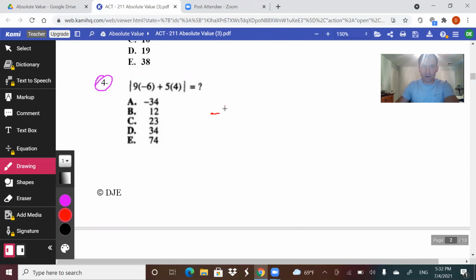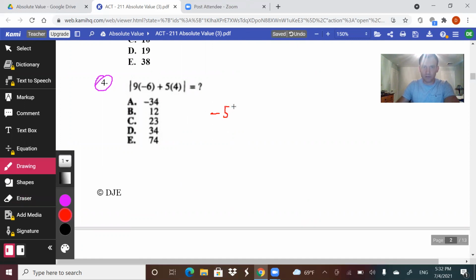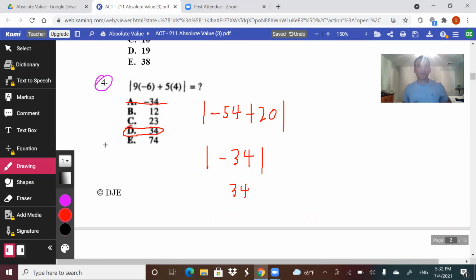So we have negative 54 plus 20 in absolute value brackets. That gets you negative 34. Well, the absolute value of negative 34 is 34. In fact, A is immediately gone because nothing in absolute value brackets, once you apply the absolute value, can be less than 0. It has to be 0 or positive.